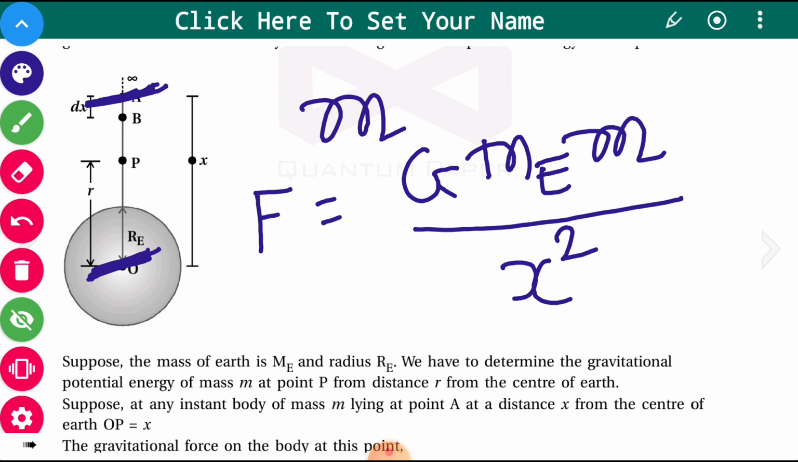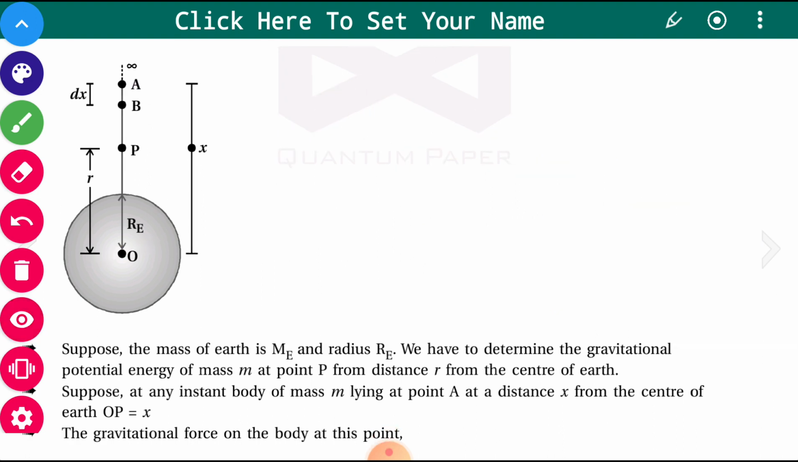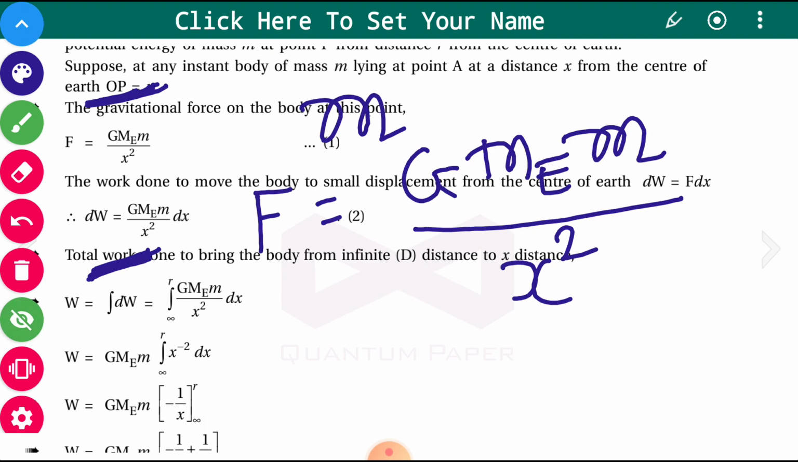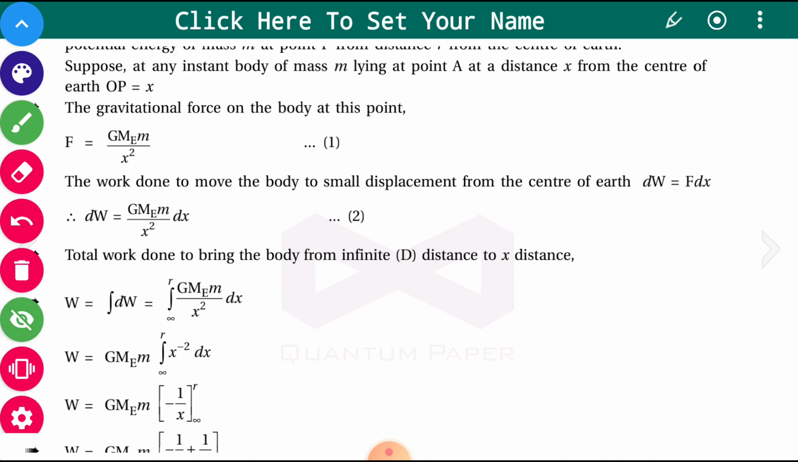and square of it will be x square. So G Me m upon x square is the force which is acting, which is explained here. Okay, F is equal to G Me m upon x square. Okay. Now you want to bring this object close to the surface of the earth. So you want to have a small displacement dx on this path.